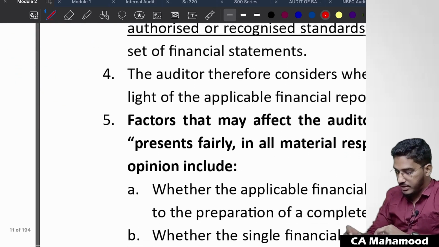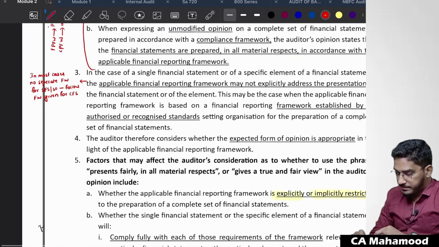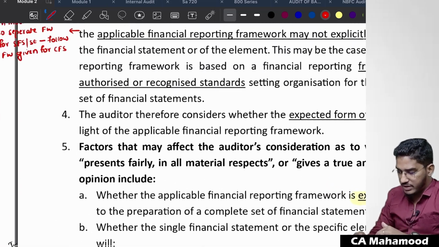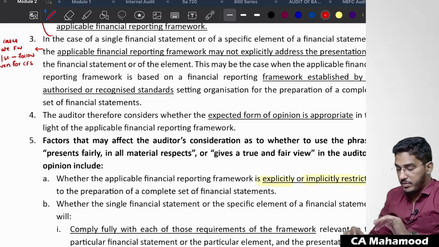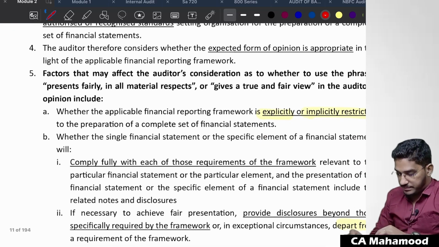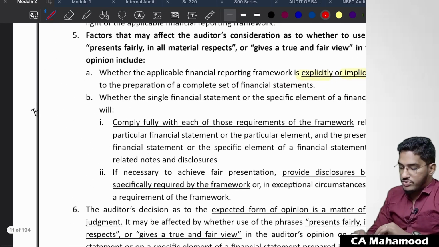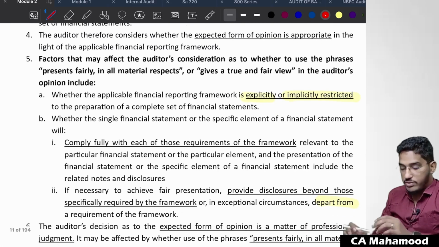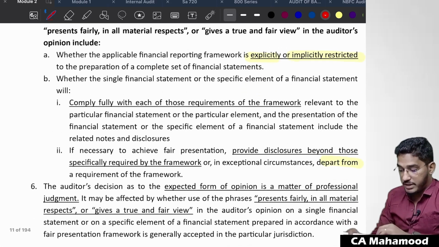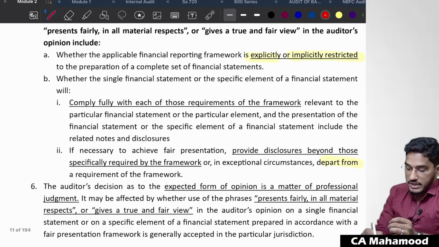Okay, next. The fourth point is simple. There's nothing you can write about it. You just have to think what opinion will be appropriate, and use that. Next. So whether you can use true and fair view or not, whether you can use the phrase financial statements give a true and fair view, or you want to use the phrase present fairly in all material respects or not, what factors will you consider?